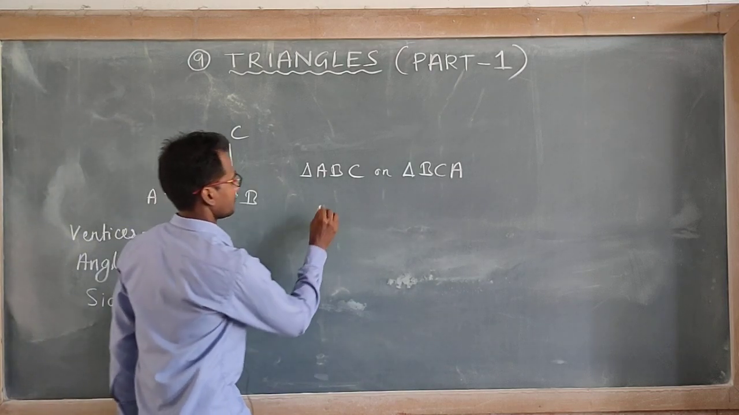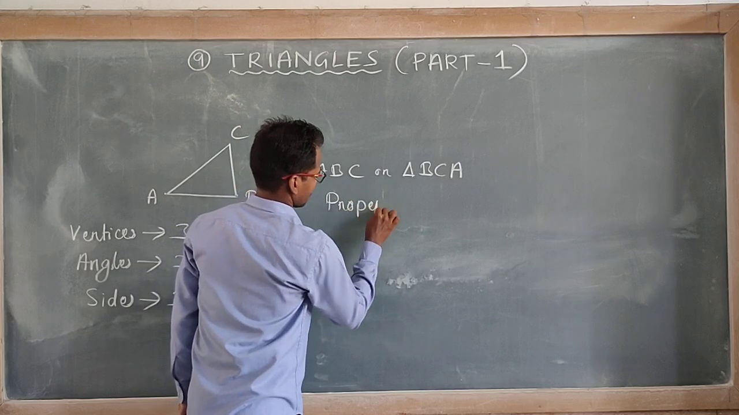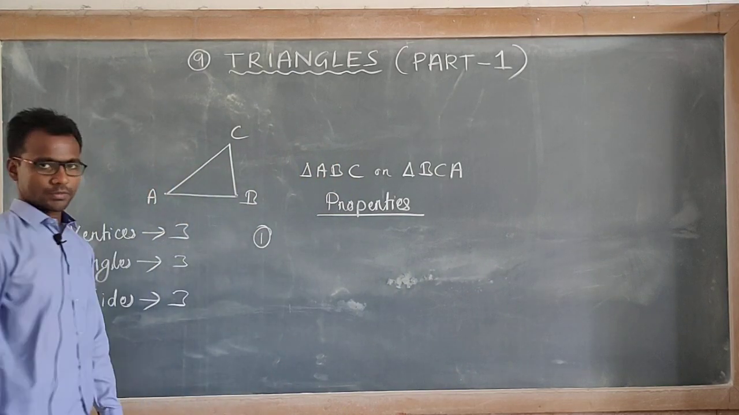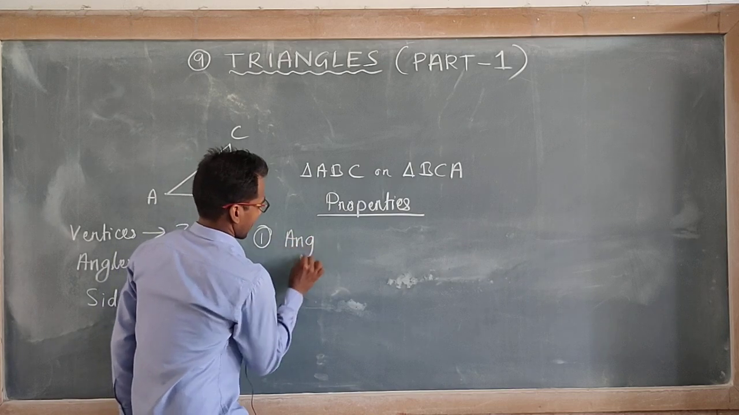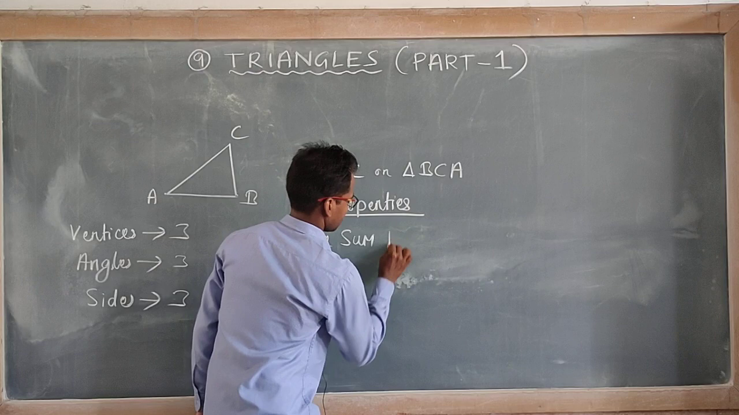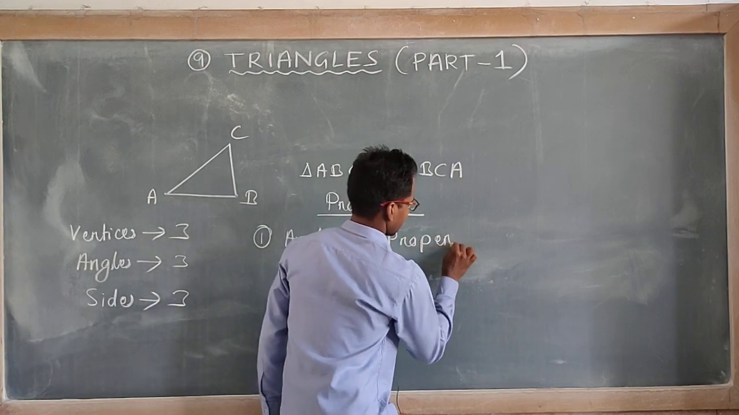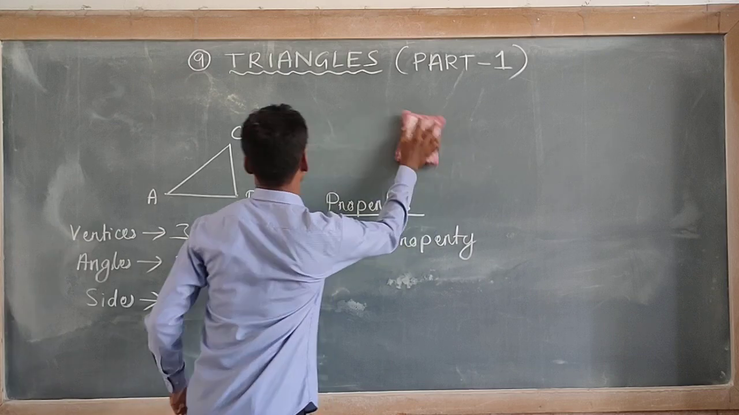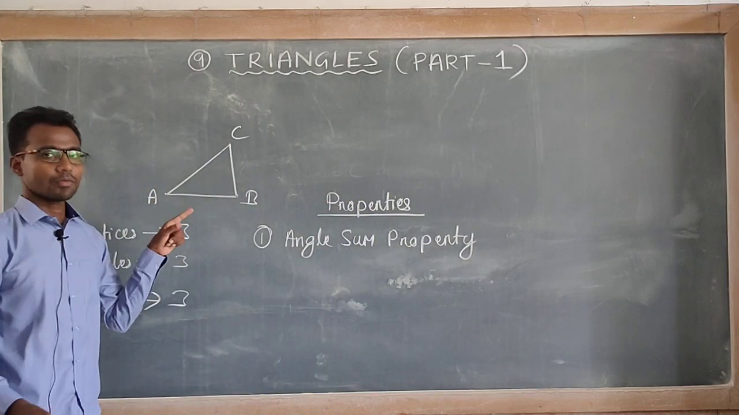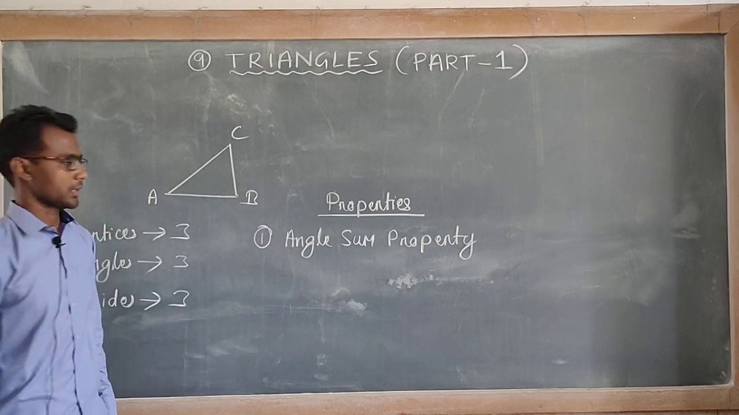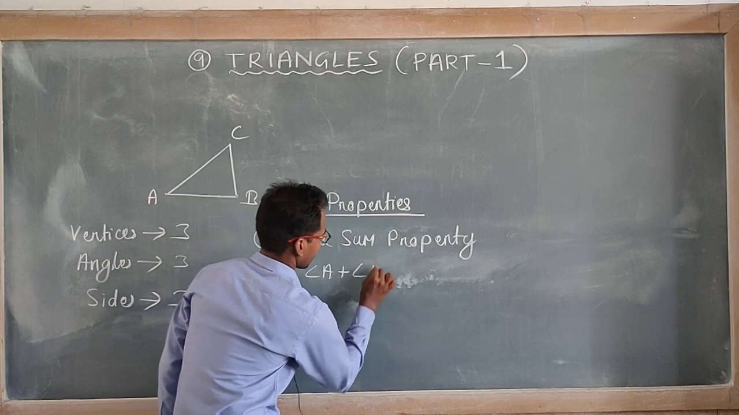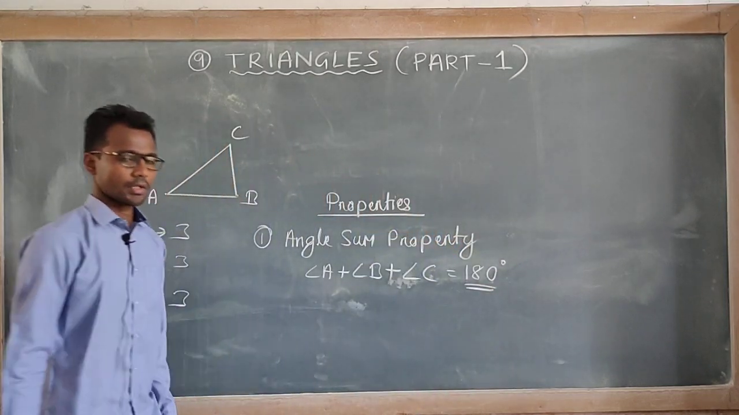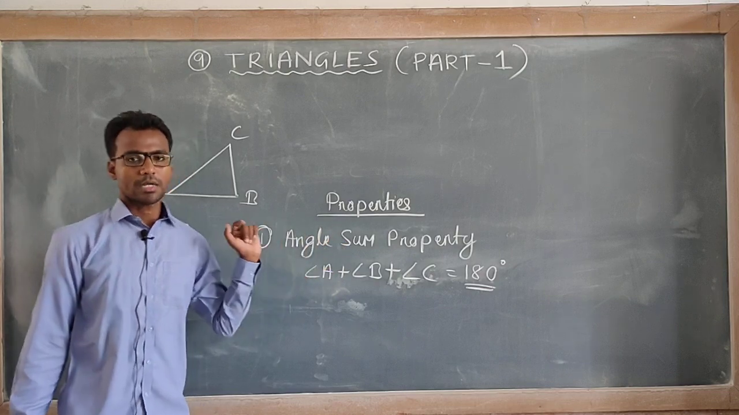Next, properties. The first property is called the angle sum property. That means if you add angle A, B and C, you will get 180 degree. So angle A plus angle B plus angle C is always 180 degree. Remember, the sum of angles of a triangle is always 180 degree.